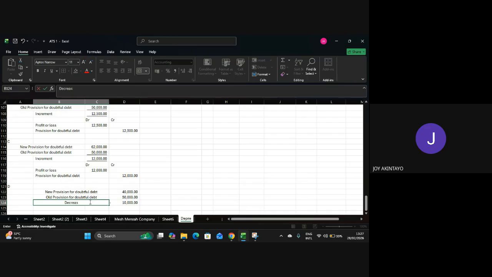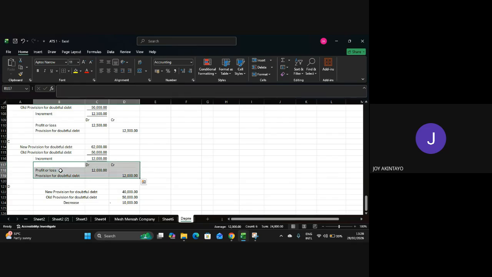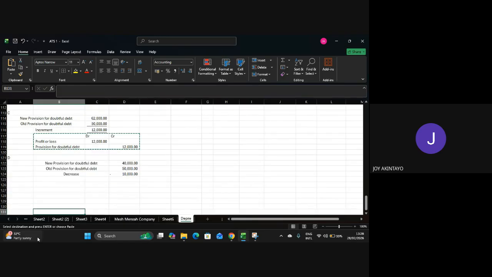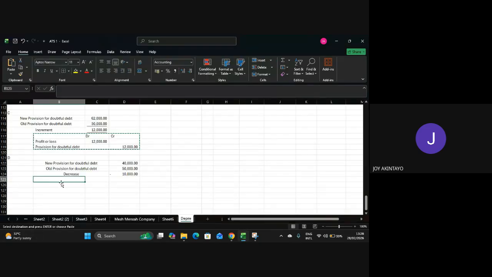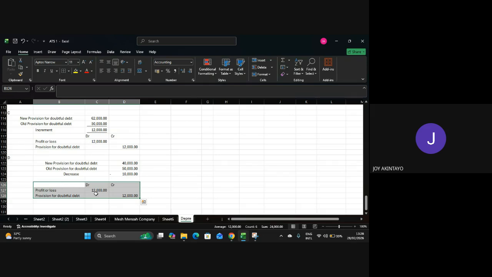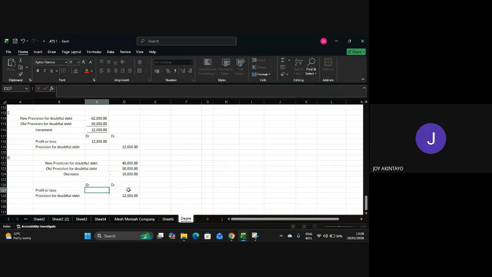Or reduction, decrease. Then how do we treat this? So you can't treat increment like a decrease. So your 10,000 of the year, then your new provision will be here.